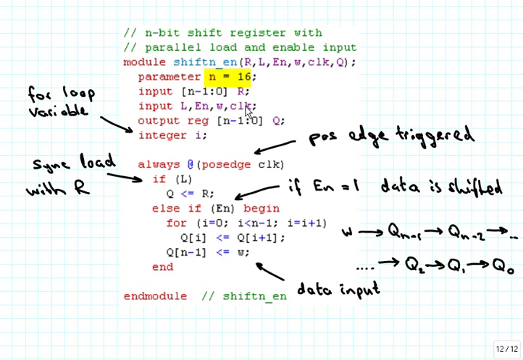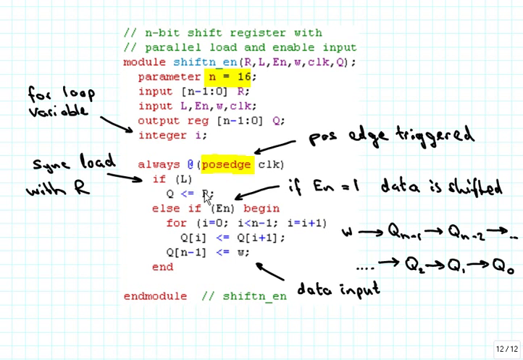In this case, we have a synchronous load, and we load this synchronously with R if L is high. So L is the load command. When L is high at the positive edge of the clock, then we set Q equal to the data input R. That's a parallel load.